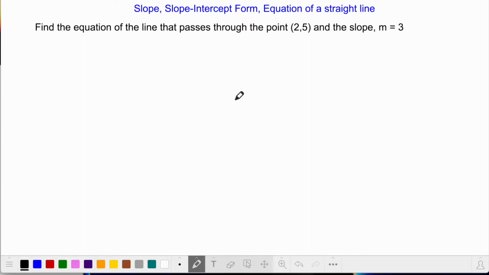And the question is asking to find the equation of the line that passes through the point (2, 5) and the slope is 3. So let's try to visualize the line. We have a point on the line that is (2, 5), and the slope is m = 3. In order to find the equation of the line, we will be using the slope-intercept form equation, and that is y = mx + b.